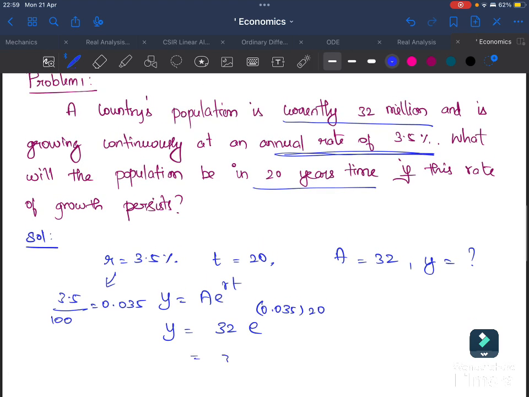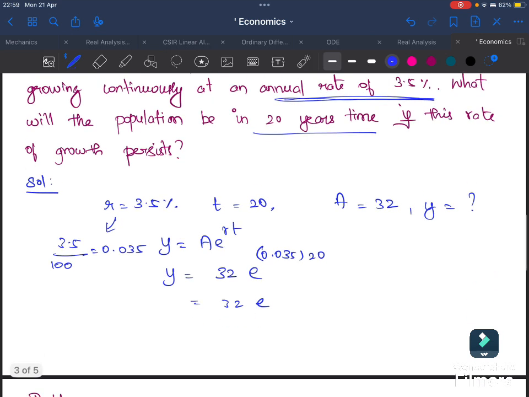Now 32 into e power. Now you can use the calculator if you want. Okay, so 20 into 0.035 is nothing but 0.35 into 2. I have just multiplied it and pushed the point here. So 0.35 into 2, so 32 into e power 0.7.